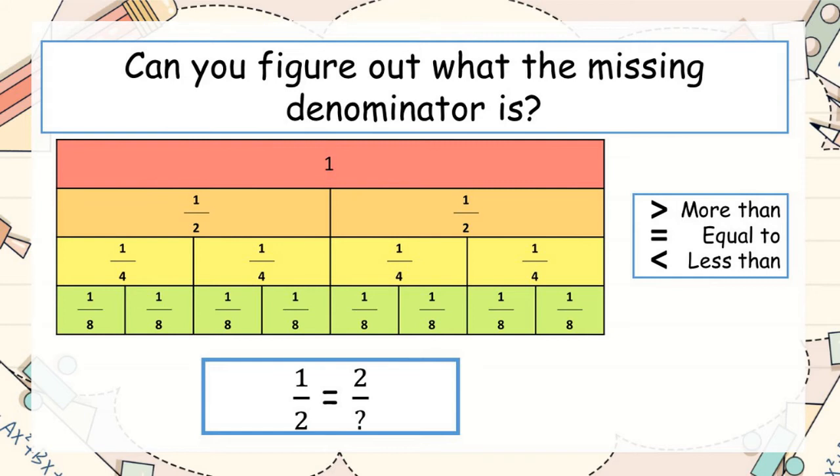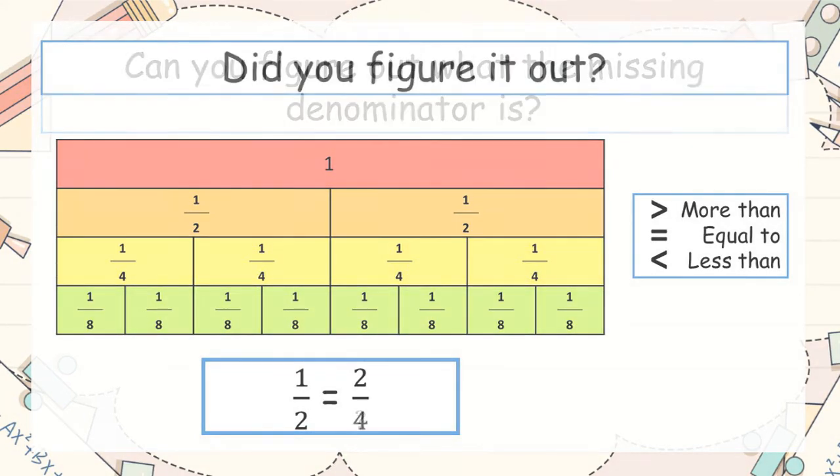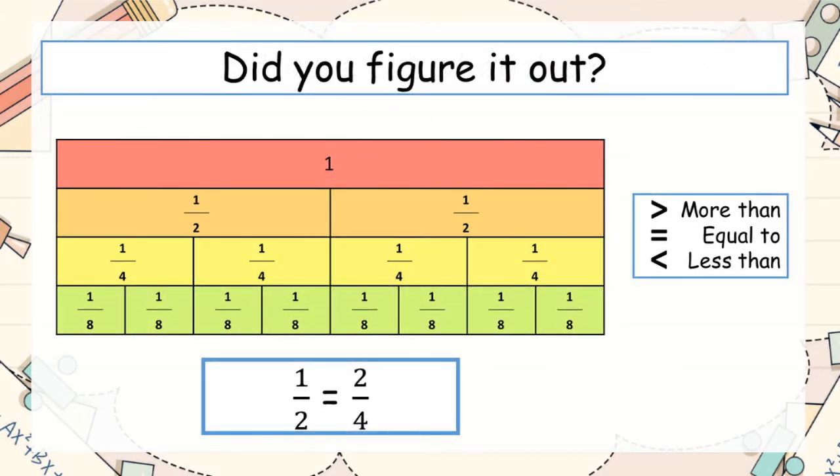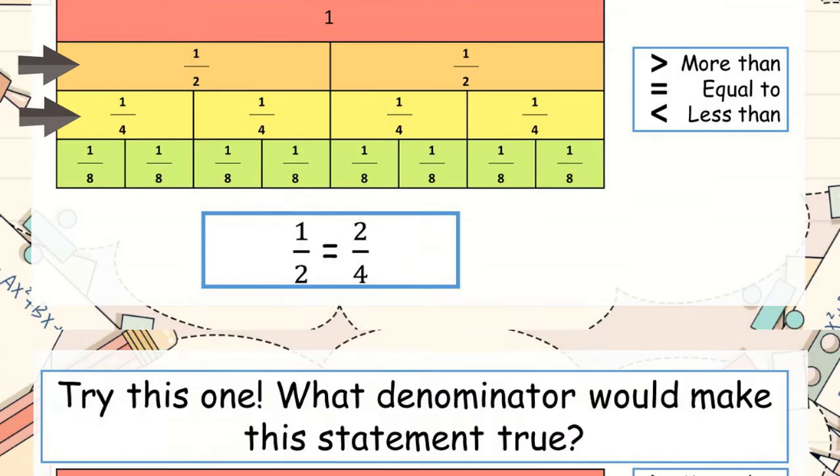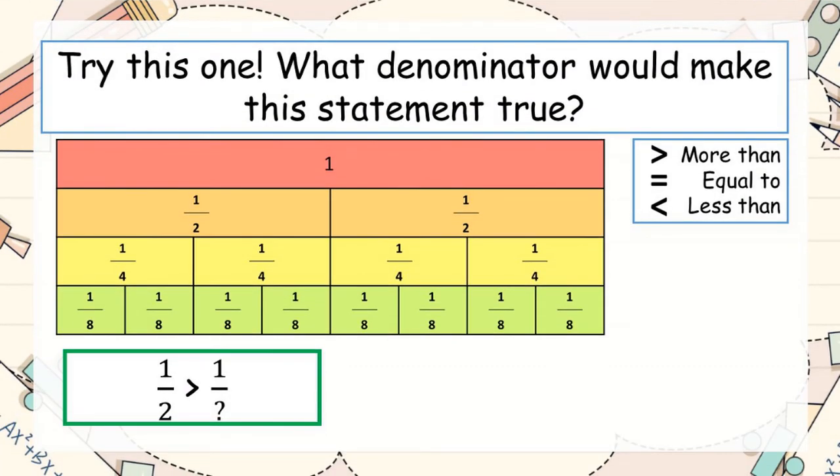Well, our missing denominator for this one is actually 2 quarters. When we look at the fraction wall, we can see that 1/2 is equal to 2 quarters. Okay, that was a pretty easy one to get you started. You already know how to do equal to because we did loads of them yesterday. Let's try a different comparing sign and see how you get on.